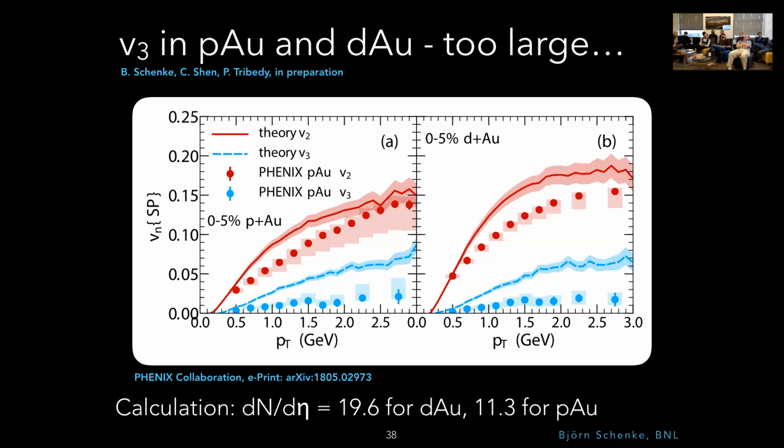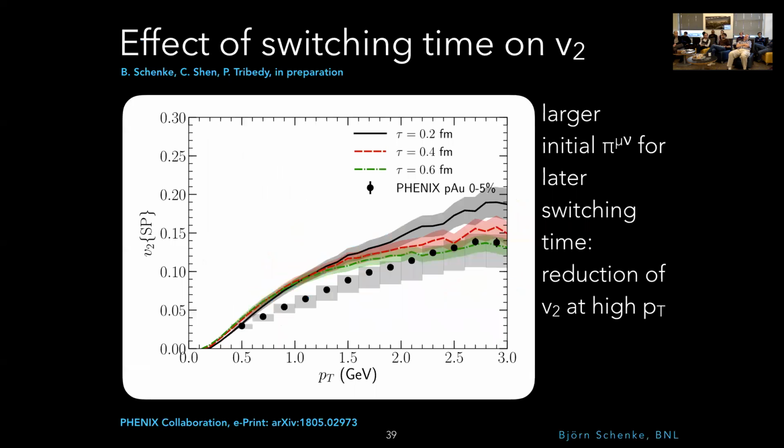Yeah. Okay. Now to some issues. So this is not too big of an issue. This is now what happens with different switching times. And you see, if you have earlier times, you get a different ordering. But actually, if you look at it, at low pT, you get less v2 with the earlier switching time, but at high pT, you get more.